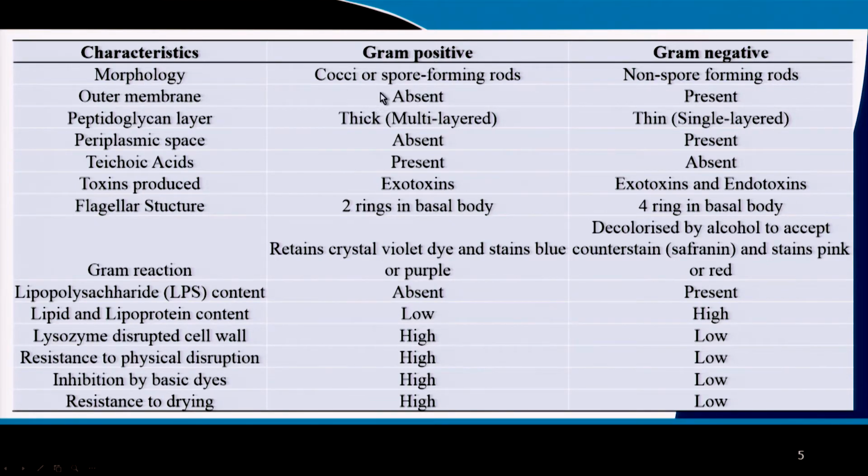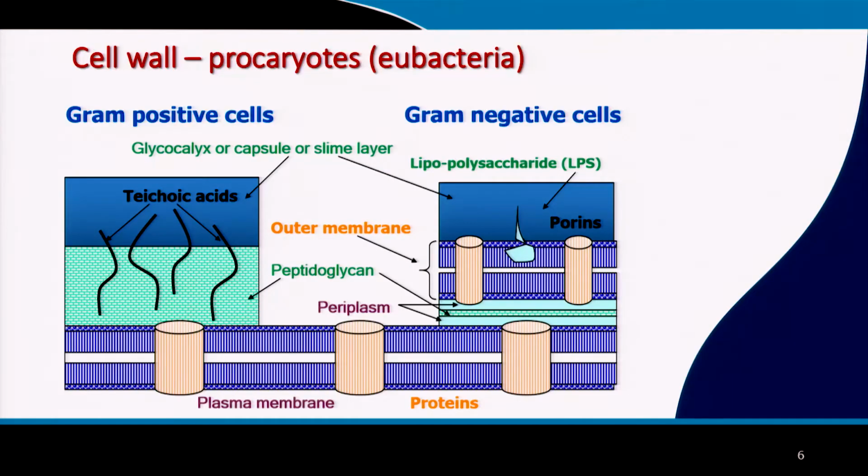So here we have the characteristics of gram-positive and gram-negative bacteria. The morphology may be cocci or spore-forming rods. They are non-spore-forming rods in the gram-negative group. The outer membrane is absent in gram-positive bacteria. It's present in gram-negative bacteria. The peptidoglycan layer is thick. It's multi-layered. In gram-negative, it's thin. It's single-layered. Periplasmic space is absent.